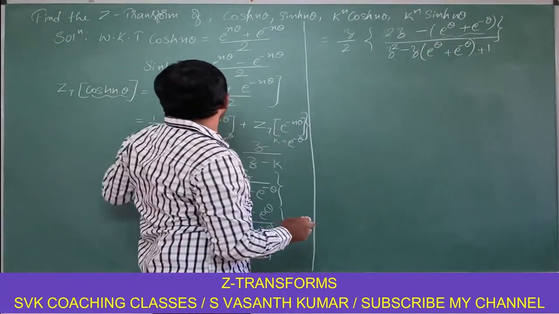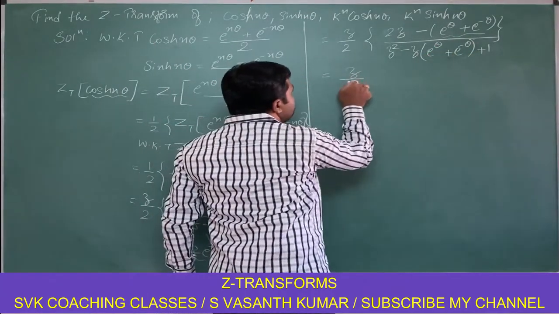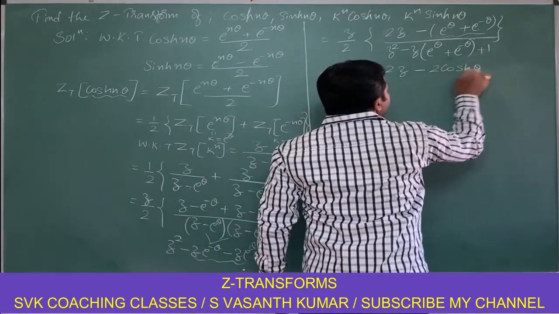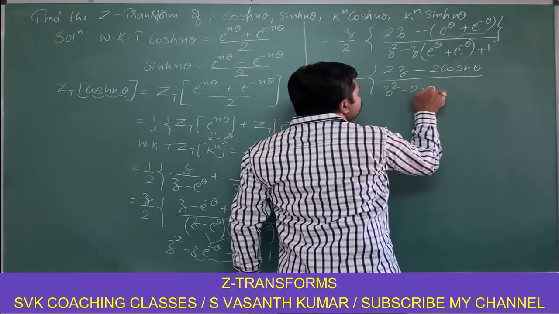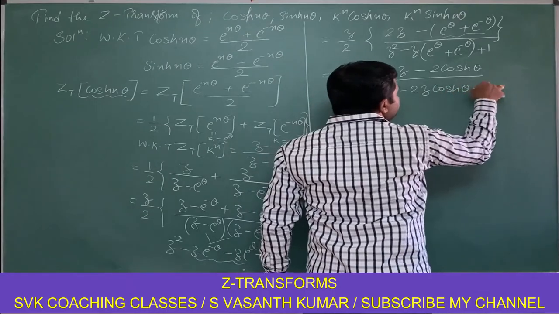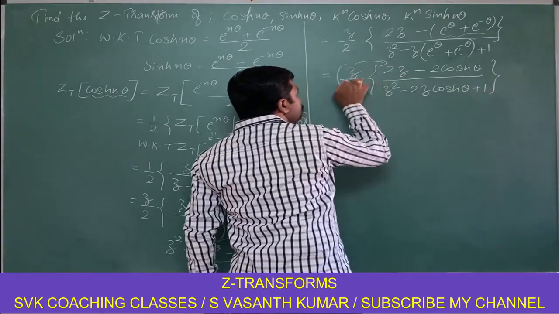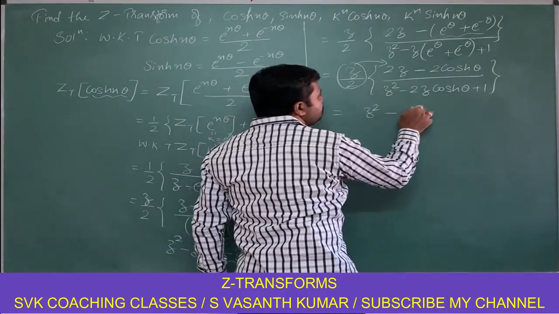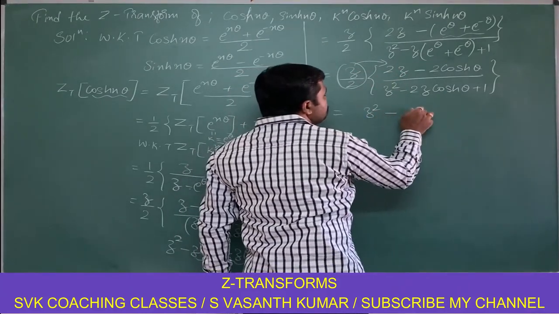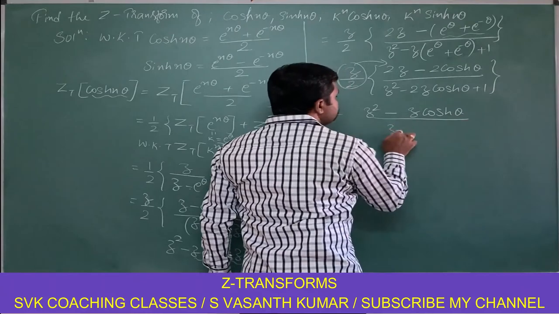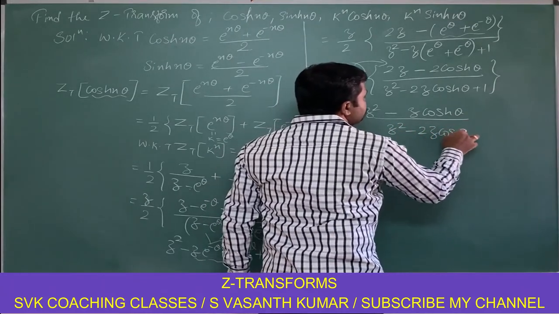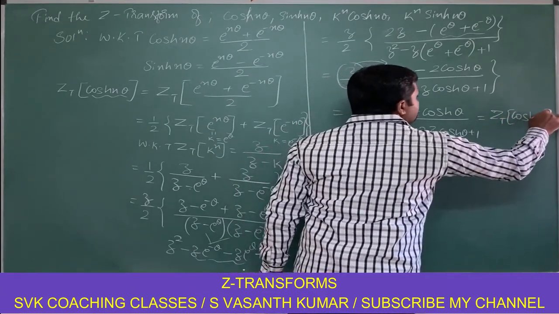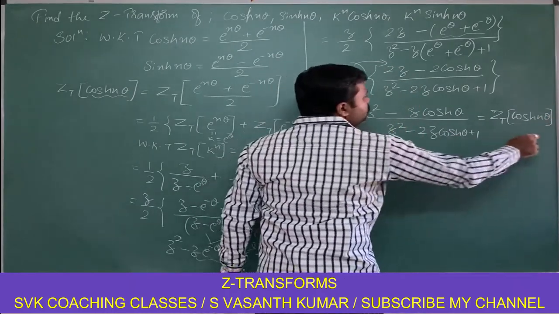Theta can be written as 2 cos h theta. So it becomes z by 2 times of 2z minus 2 cos h theta whole divided by z square minus 2z cos h theta plus 1. So multiply this z by 2 to the numerator, it becomes z into z square minus 2 by 2 get cancelled, z cos h theta whole divided by z square minus 2z cos h theta plus 1. This is nothing but Z transform of cos h n theta.